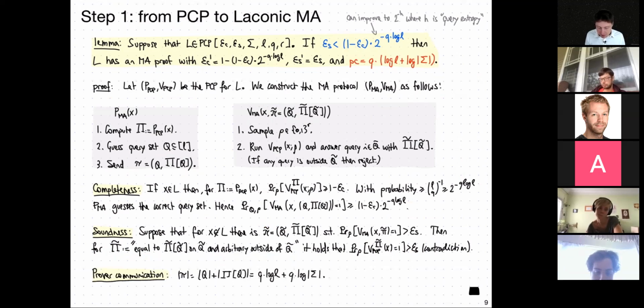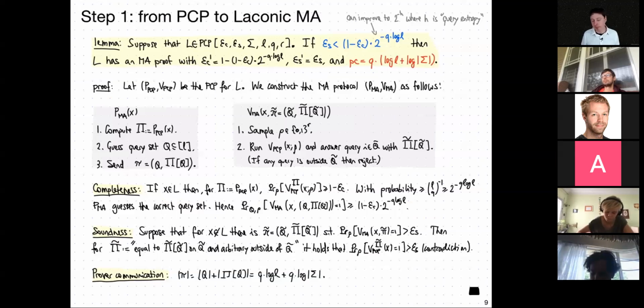And the prover communication is just the size of specifying the set and the local view. So that's Q log L plus Q log sigma. Okay. And that's it. So basically, what we're using here is the fact that we can take a hit of 2 to the minus Q log L because of guessing. We can go from a PCP to an MA proof by taking a hit in the completeness error that is proportional to the guessing probability of the query set. And guessing the query set has nothing to do with alphabet size. It has only to do with the number of queries and the proof length.